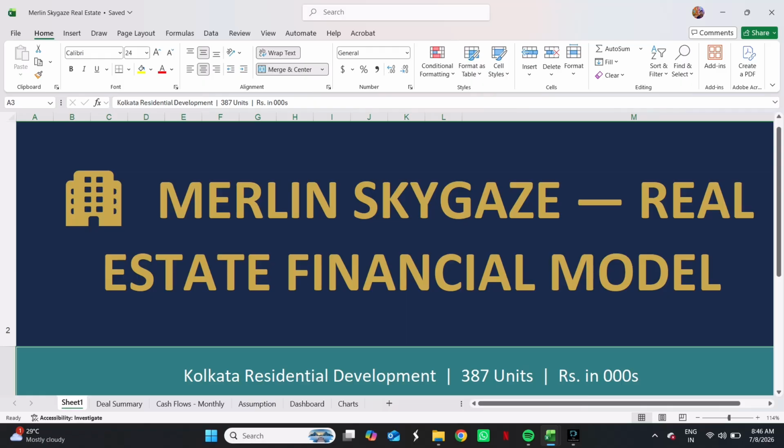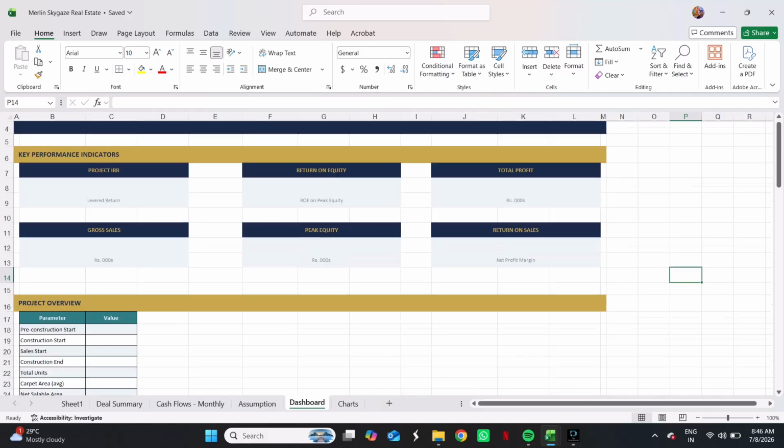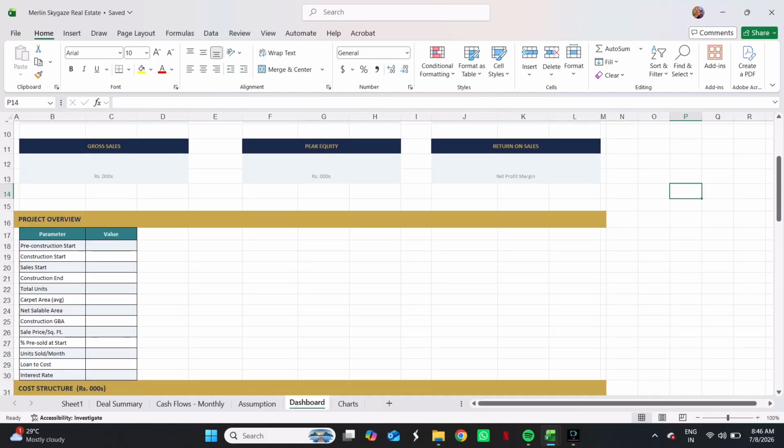So let's move to our dashboard. This is the format of our dashboard. If you want this format, the Excel file is attached in the comment section. Okay, so let's move. First is our project overview.